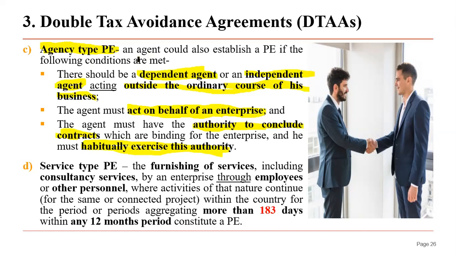Then these conditions are met. If these conditions are met, we can conclude there is an agency type PE, agency PE. Then these three conditions, in the given scenario, you need to analyze whether these conditions are met in order to determine whether there is an agency PE or not.